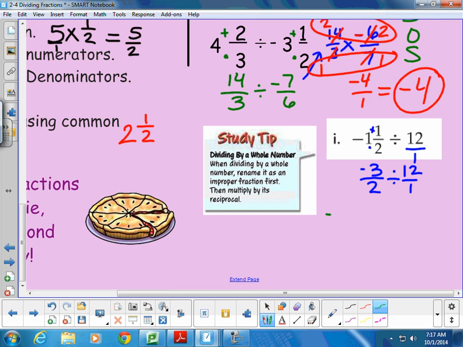I'm going to keep my first number, change division to multiplication, and flip my second number. I'm going to look at my cross-canceling. 3 goes into 3 once. It's a negative 1. 3 goes into 12 4 times. Multiply straight across. Negative 1 times 1 is negative 1. 2 times 4 is 8. So that is my answer.